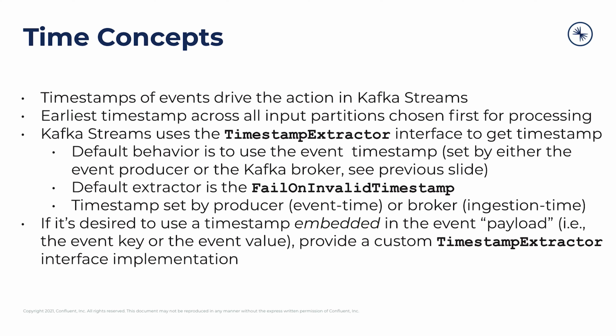The default extractor is the FailOnInvalidTimestamp extractor. What that does, as the name suggests, is that if it comes across an invalid timestamp, for example a -1 or something that does not really represent a real time, it will throw an exception. If you ever want to define a custom timestamp extractor, all you have to do is implement the timestamp extractor interface, and you can embed the timestamp in the payload or the record value of these events and extract it or set it however you want.